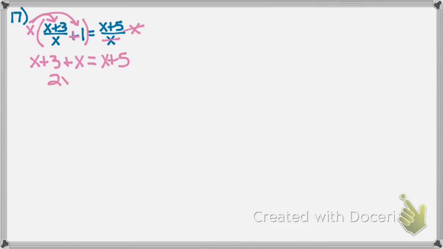Okay, on the left I have 2x plus 3 equals x plus 5. Subtract an x, so I have x equals, subtract the 3, I get 2. And that is allowable in my original problem. The only thing in my domain would have been x could not equal 0.